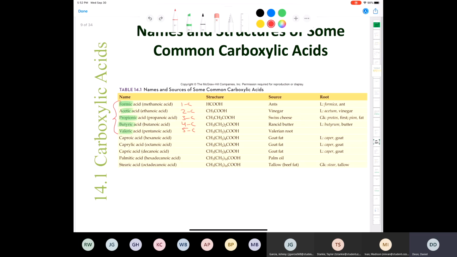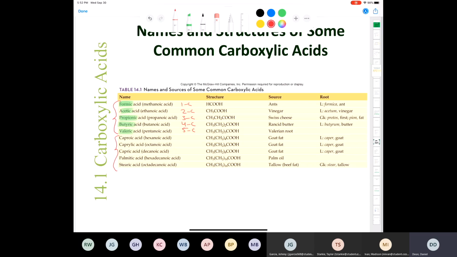I told you that butyric acid was the acid that's found in vomit. It's also found in rancid butter. I guess that might be even a better example. In valerian root, that is where we would find valeric acid. Anyhow, you see these other acids down here. You don't have to memorize these. Caproic acid, capric acid, palmitic acid, and stearic acid.